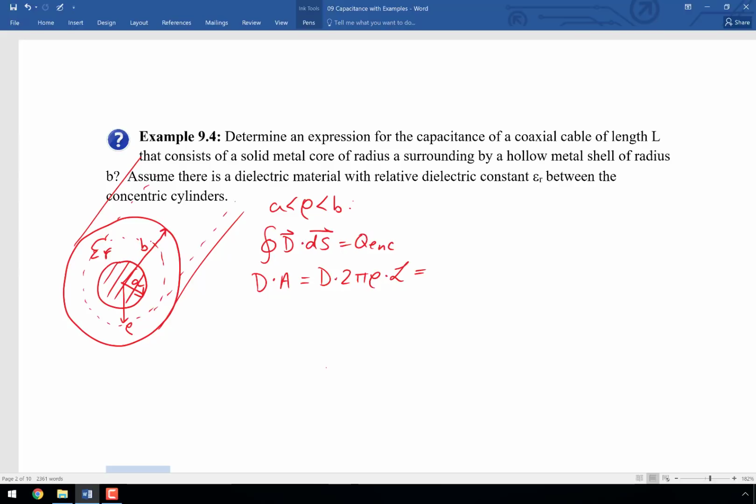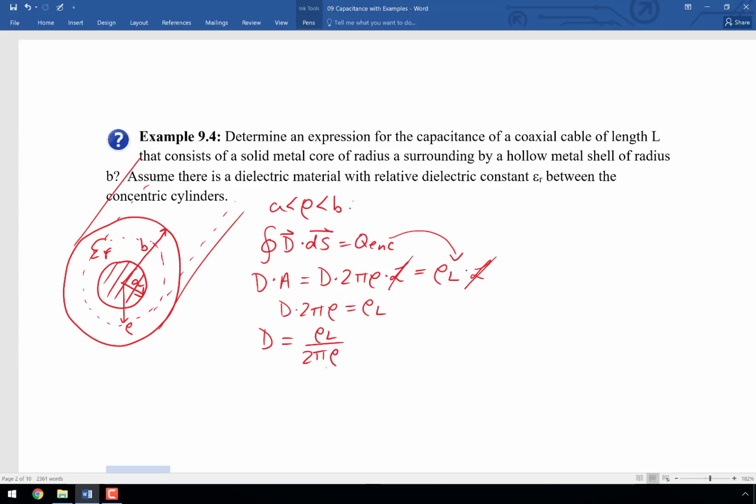Well, the enclosed charge is going to be the charge that's on the inner cylinder. We're going to go ahead and just say that that's equal to rho sub L. Because we don't really know any other information about the charge, we're going to call that rho sub L times L. So Q enclosed becomes rho sub L times L. We can cancel the L's here, and we're left with D times 2 pi rho is equal to rho sub L, and therefore D is equal to rho sub L over 2 pi rho.